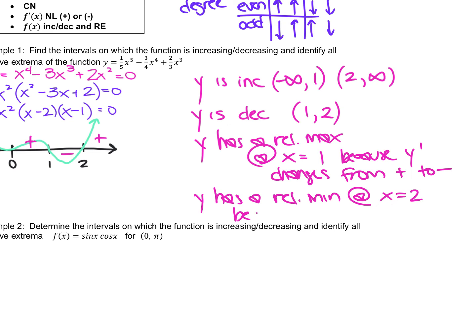Y prime, the derivative, changes from what? Negative to positive. Okay? Now, just for the sake of argument, you guys don't have to pull your calculators out, but we're going to look at the graph of the original just to see how it matches up.